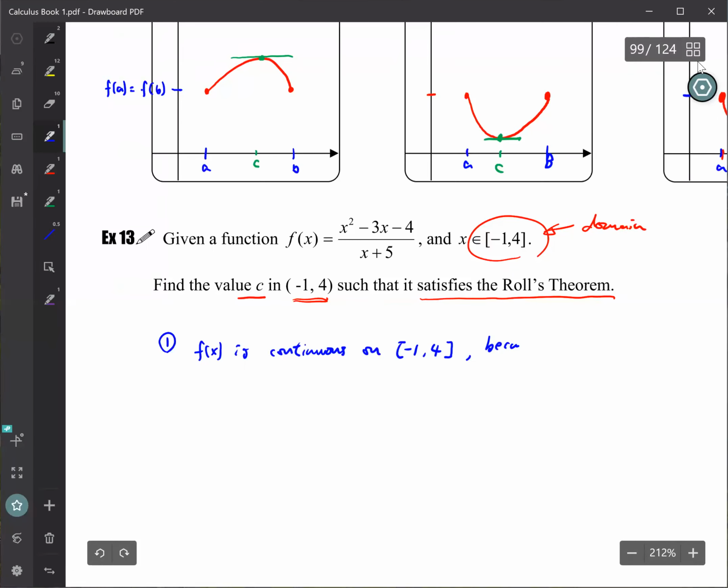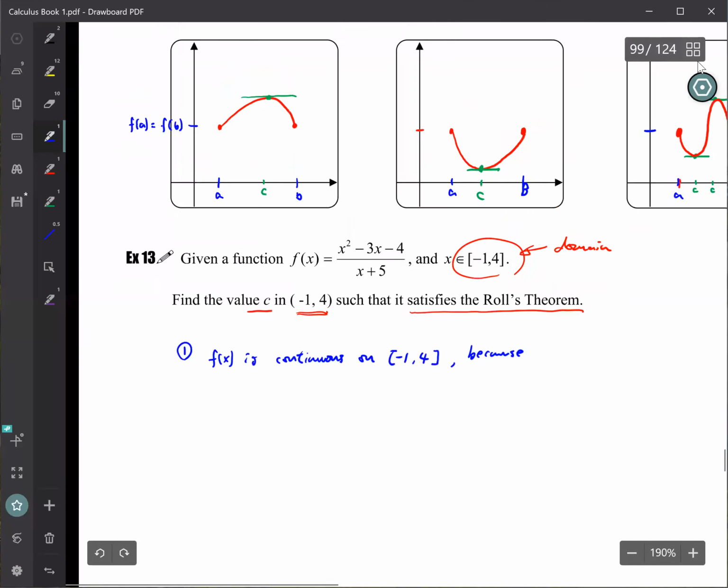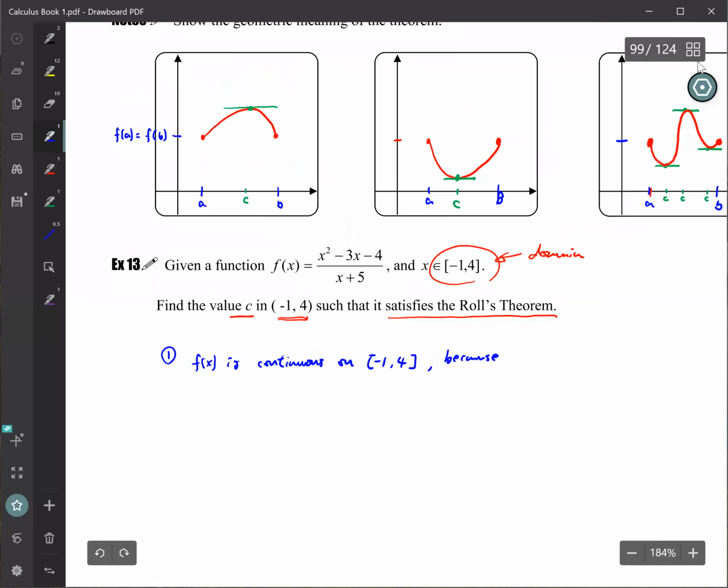Does anyone have a reason? How do you know this graph is continuous on -1 to 4? Because the vertical asymptote is at x equals -5. Yeah, and then what does that mean? Oh, that means anything on the other side of it is continuous.